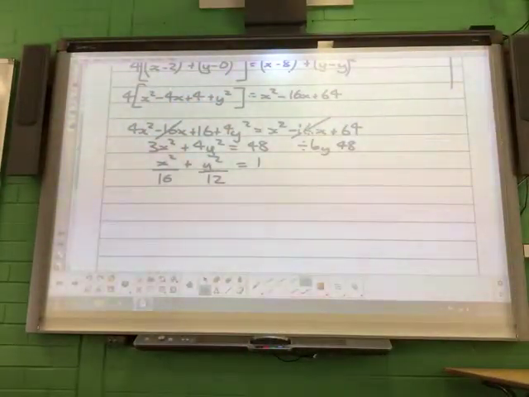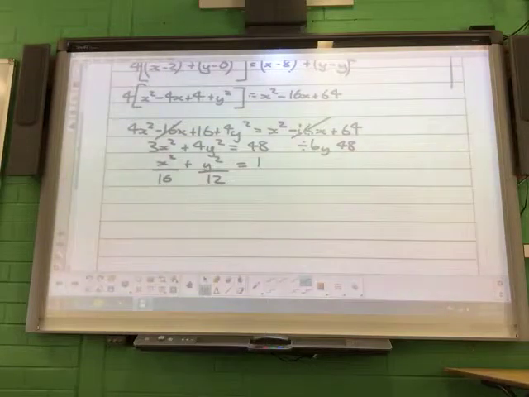It's just very new, isn't it? Very, very new. Find the equation of the locus. So that's the locus, right? So, x squared over a squared plus y squared over b squared is equal to 1. That is your ellipse formula.